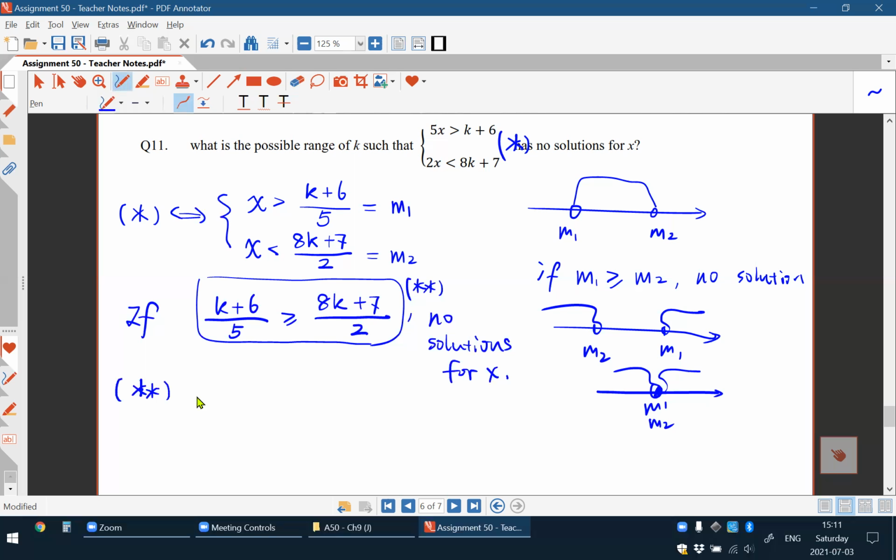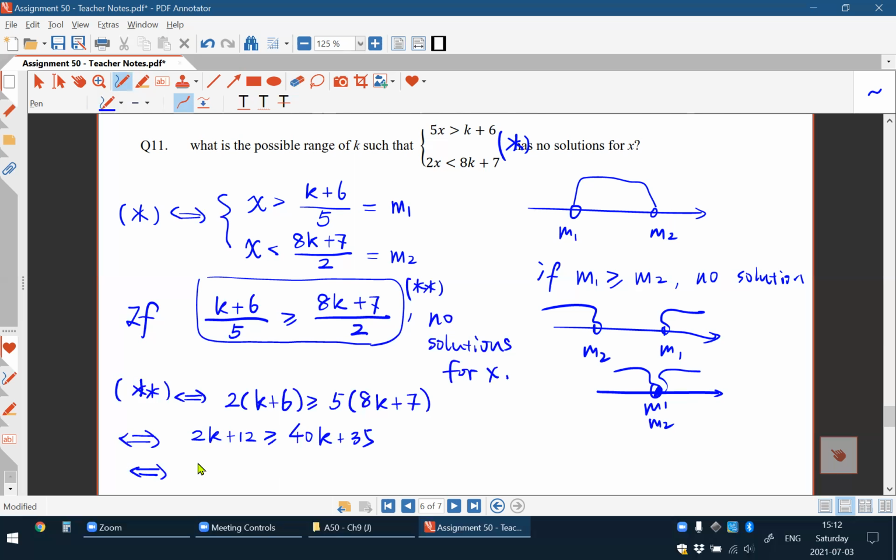And so 2 stars is equivalent to, okay, you can times a 10. We can multiply 10 to both sides, right? 10 is positive, so we don't change the direction of the inequality symbol. If you multiply 10 to both sides, this gives us 2 times k plus 6 greater than or equal to 5 times 8k plus 7. This means 2k plus 12 greater than or equal to 40k plus 35, right?